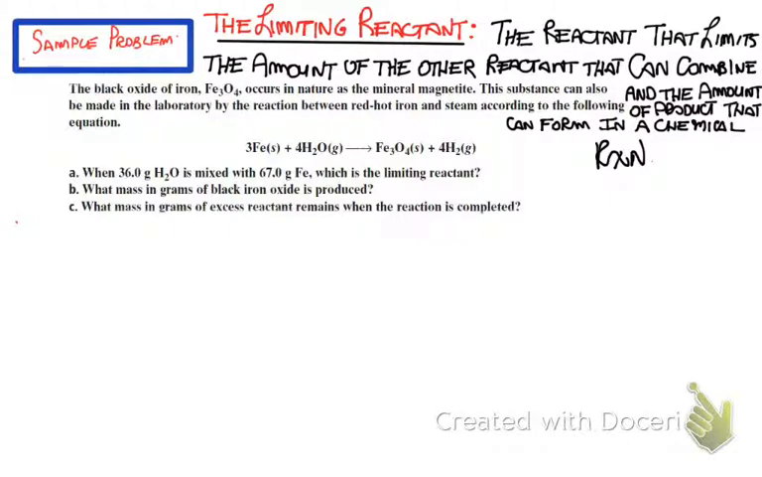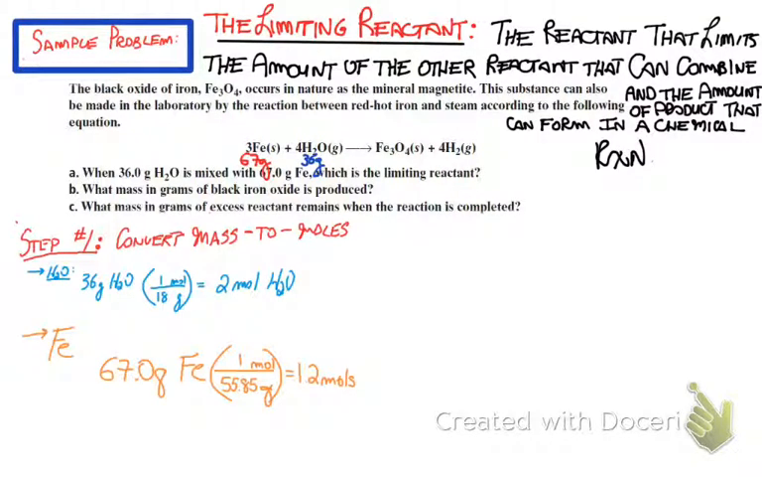So if we start with 67 grams of the iron and 36 grams of the water, the first step in this process, as it always is, we've got to convert mass to moles. That's what chapter 9 is all about. It's called stoichiometry. That's what we're going to be doing. So we're going to take each reactant, first in blue. We'll take our 36 grams of water using the periodic table. You know that 1 mole of water equals 18 grams. So 36 divided by 18 gets us 2 moles.